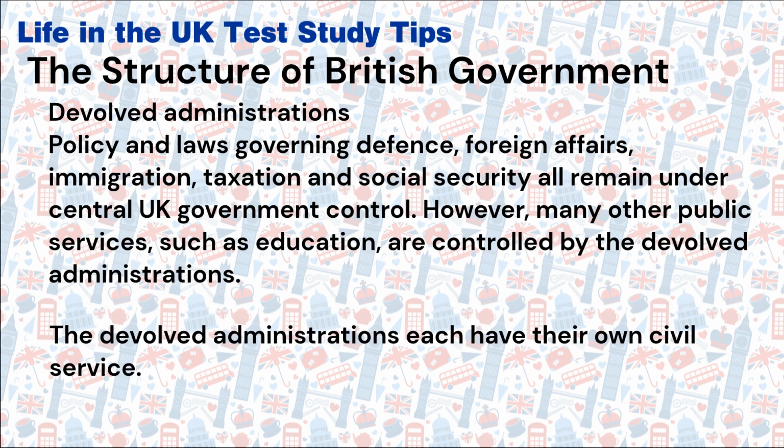Policy and laws governing defence, foreign affairs, immigration, taxation and social security all remain under central UK government control. However, many other public services, such as education, are controlled by the devolved administrations. The devolved administrations each have their own civil service.